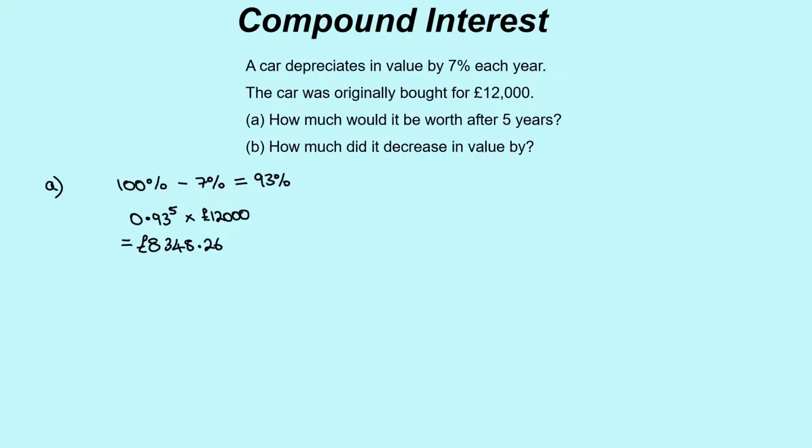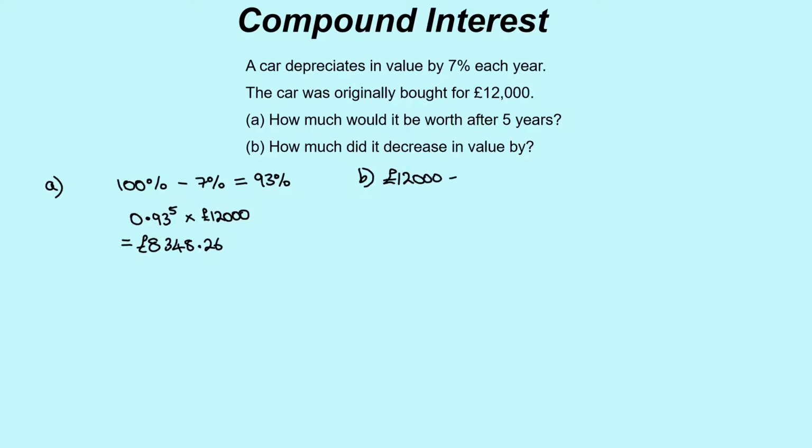So the car started off at 12,000. It's now worth £8,348.26, rounded to 2 decimal places. That's how much it was worth after 5 years. Part B then goes on to ask how much did it decrease in value by. So we're starting off with 12,000, just a simple subtraction sum.